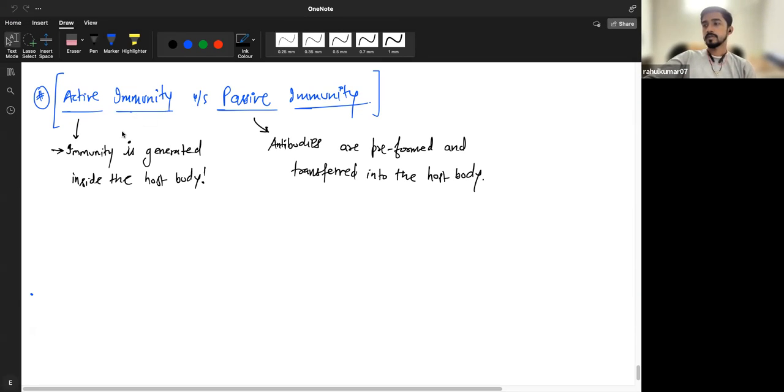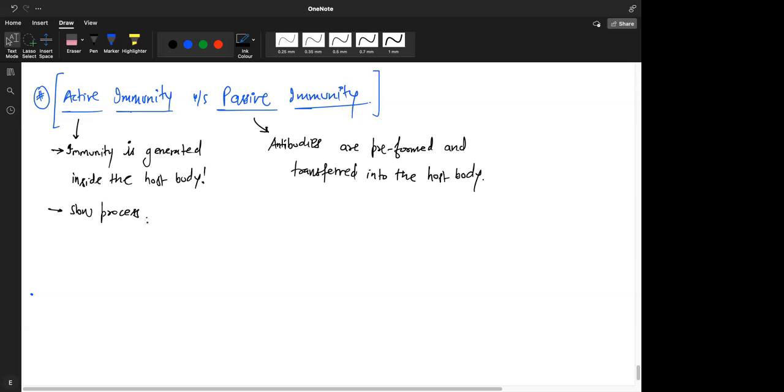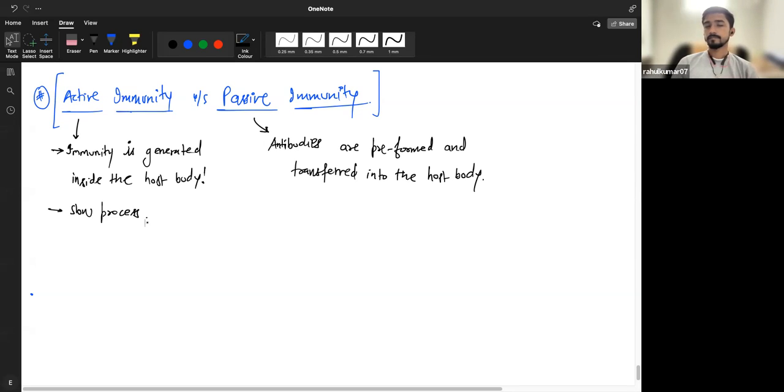So write down: active immunity is a slow process and takes time to be fully effective. Whereas in passive immunity, you can write: ready-made antibodies are transferred or directly given to the host.